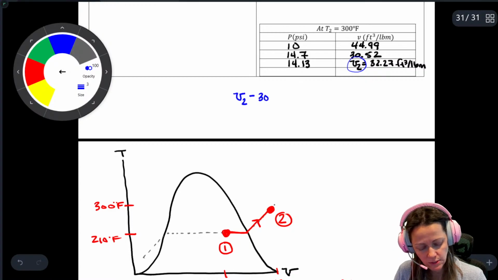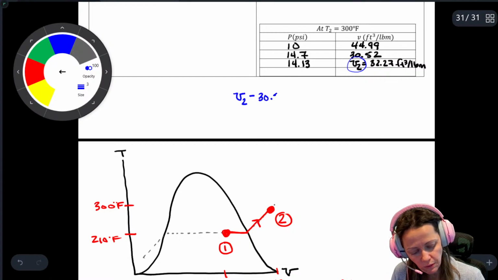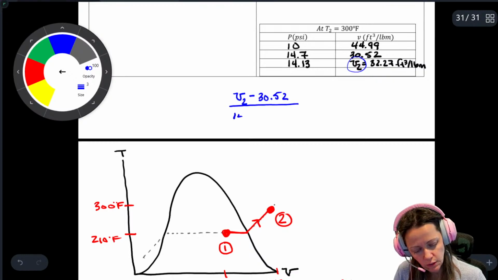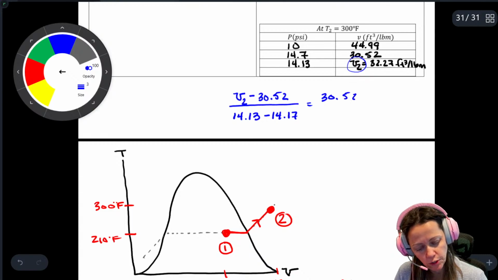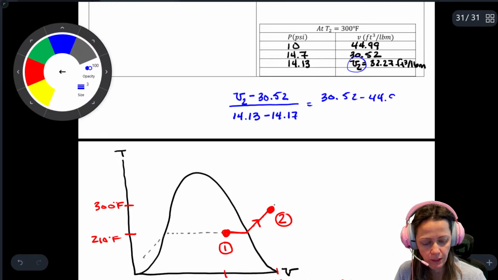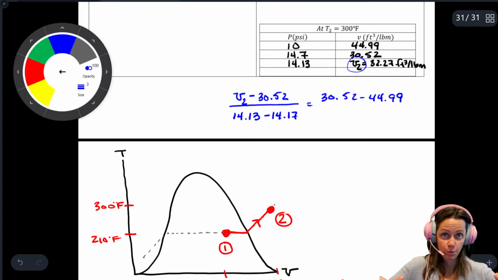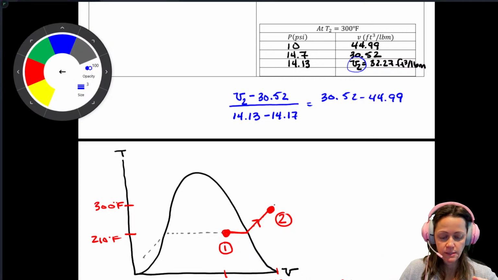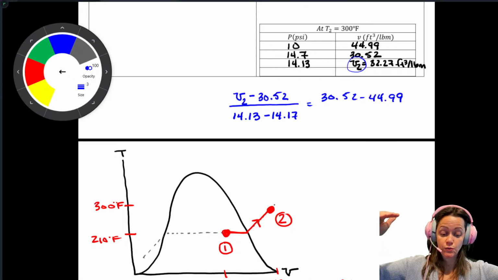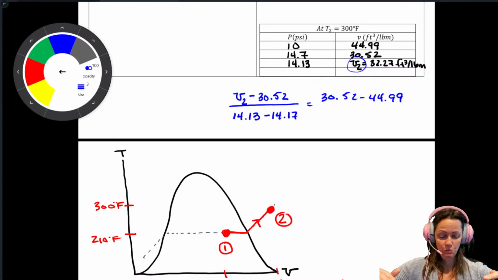V2 minus, I'm sorry, I had just 30.52, over 14.13 minus 14.17 equals, let's do 30.52 minus 44.99. So what I mean by working from the bottom to the top is it's 30.52 minus 44.99, not 44.99 minus 30.52.